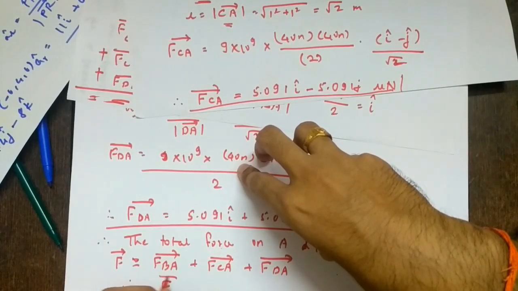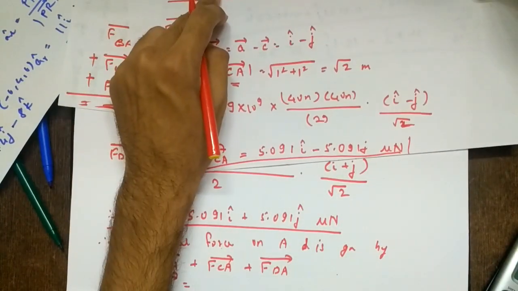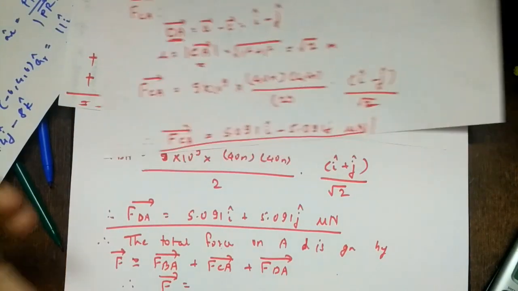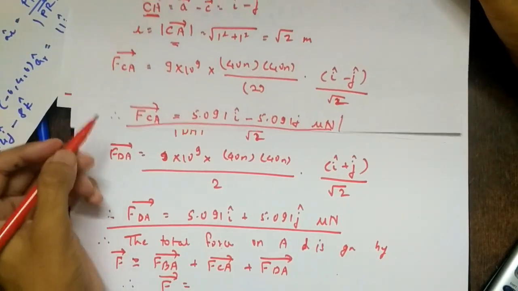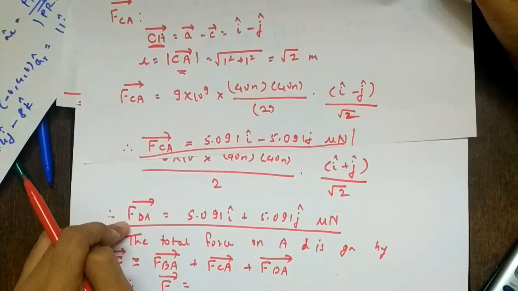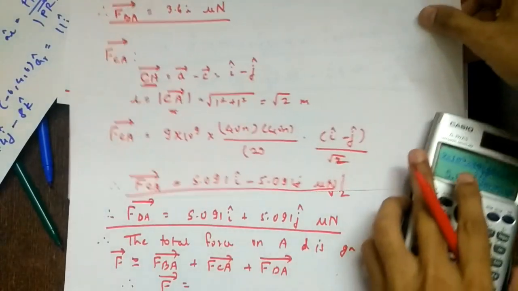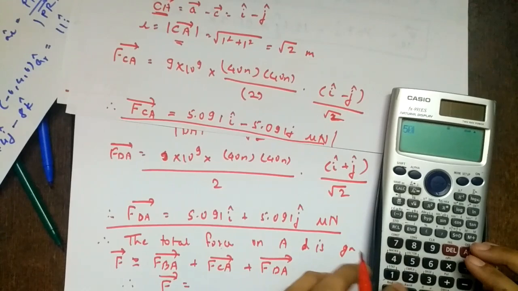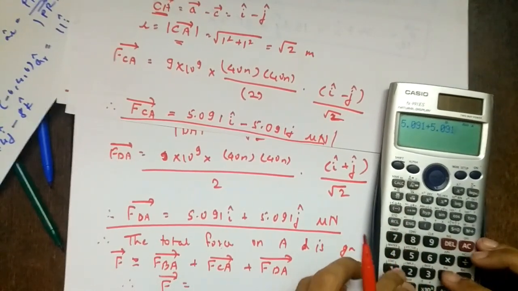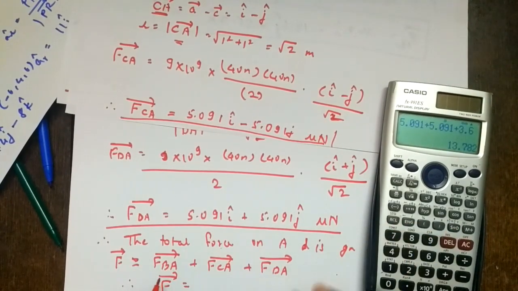Therefore, F vector equal to, so what is FBA vector? 3.6 i cap, micronewton. Just try to do it orally first. So FBA is that. So what is FCA and what is FDA? These three are going to get added, right? And all are in micro, so you can add directly. 5.091 plus 5.091 plus 3.6. So what do we get? 13.782.